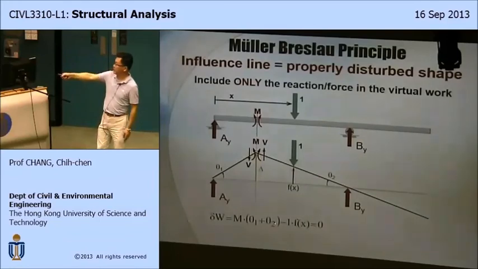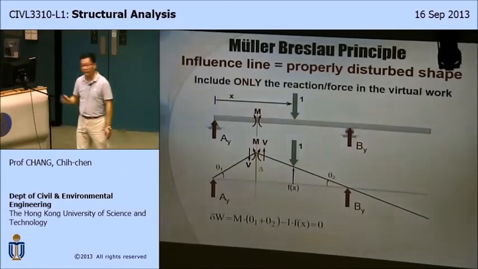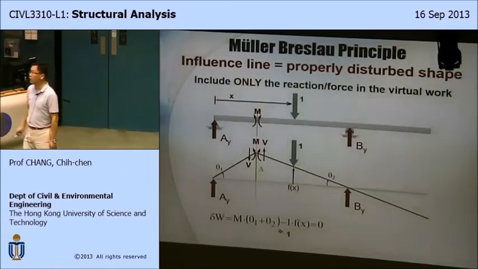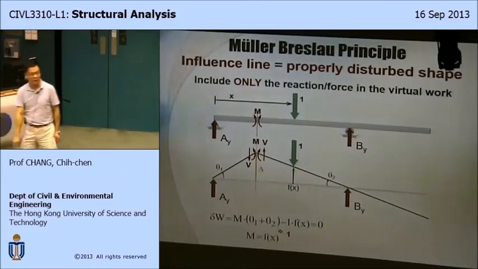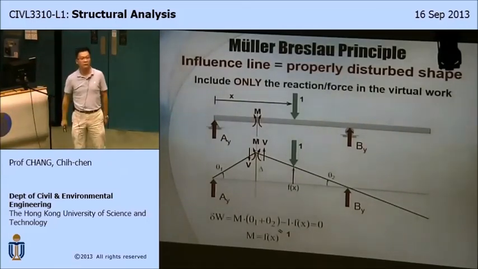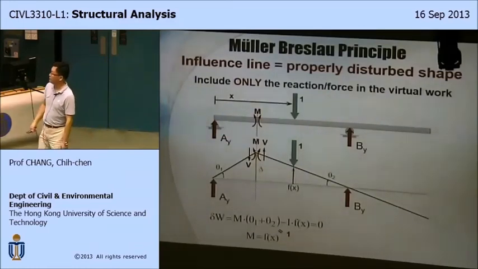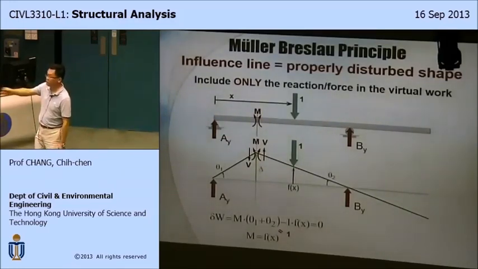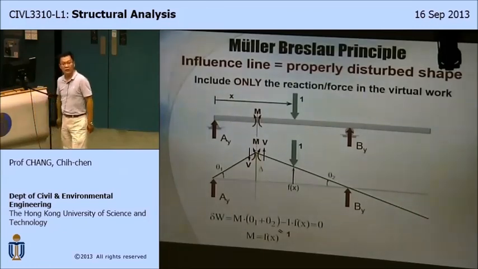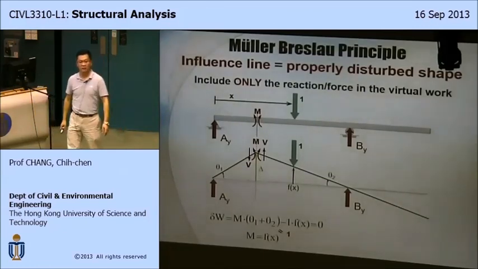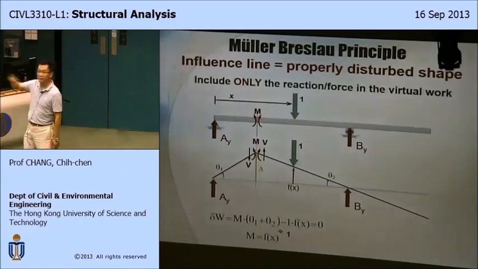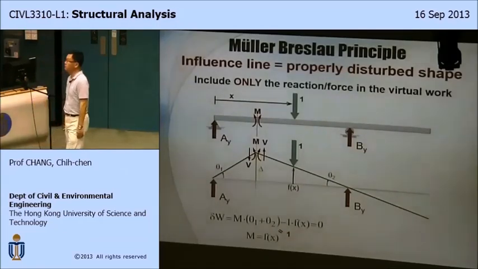So with that, the only thing I need to do is make theta 1 plus theta 2 equal to 1. Then M is equal to Fx. If that is equal to 1, then that's it. This is what I want: M equal to profile. That's the only condition that you need to impose in order to get the influence line for bending moment at that particular location. Isn't that beautiful?